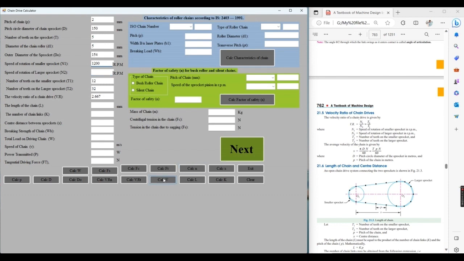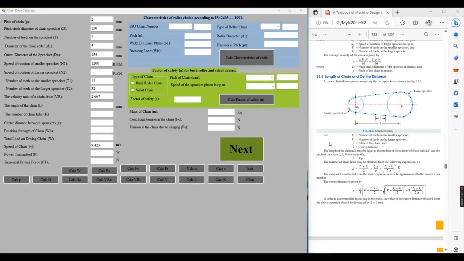So now I would like to calculate V. Do you see the value becomes 9.425 meters per second? This is the value. So when you calculate the velocity, you have to input the value of D here and the value of N in the place where N1 is used. So we can calculate the velocity of the chain drive.